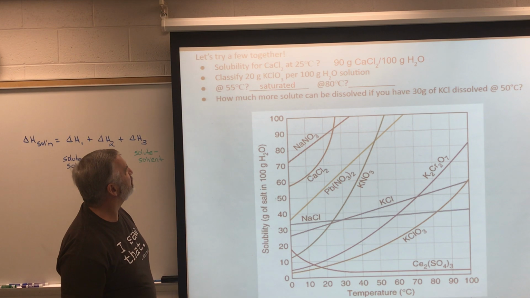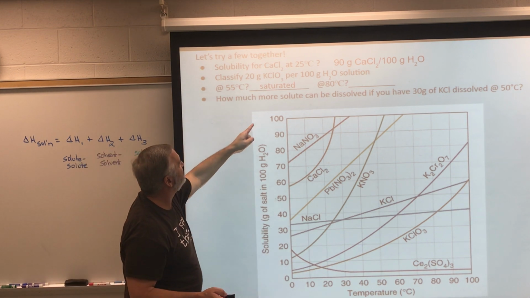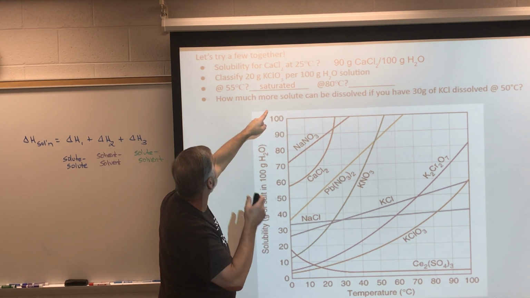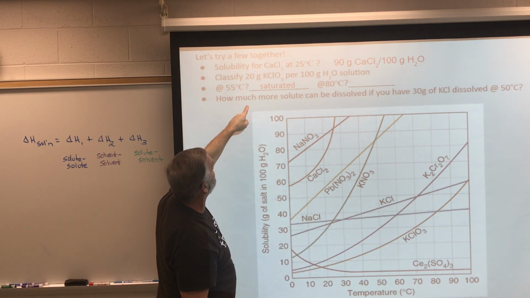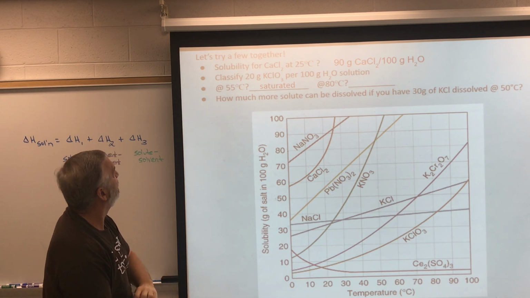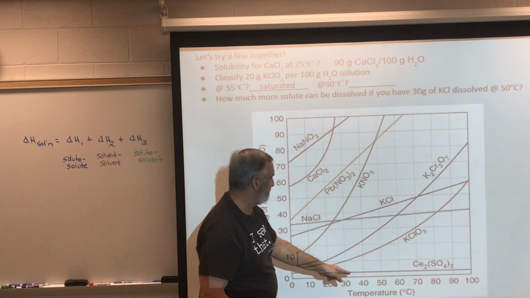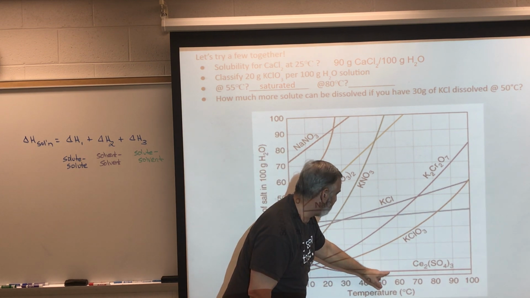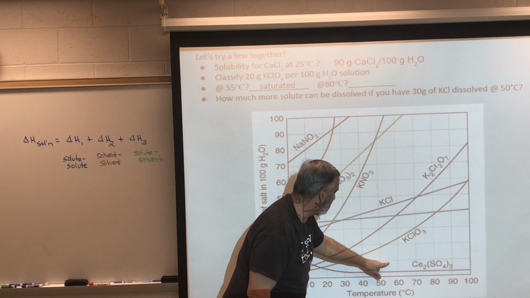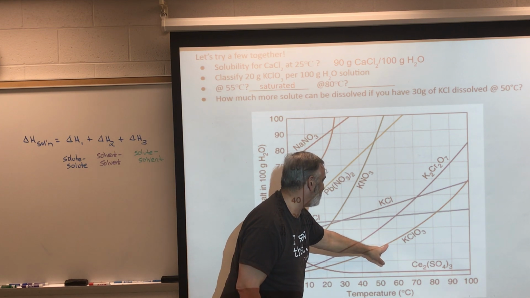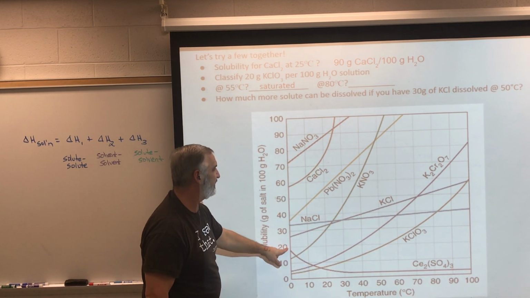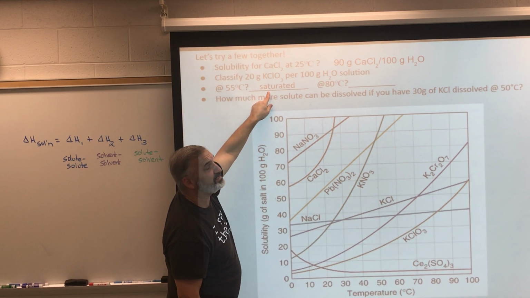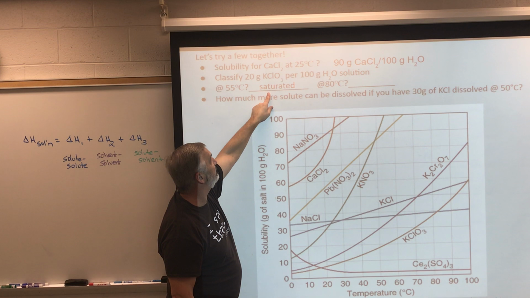Okay? What about 20 grams of KClO3 per 100 grams, at 55 degrees? So if I go, what am I looking at? KClO3. At 55 degrees right here, I come up, and this KClO3, a saturated solution, is 20 grams. So at 20 grams at 55, it's going to be saturated.